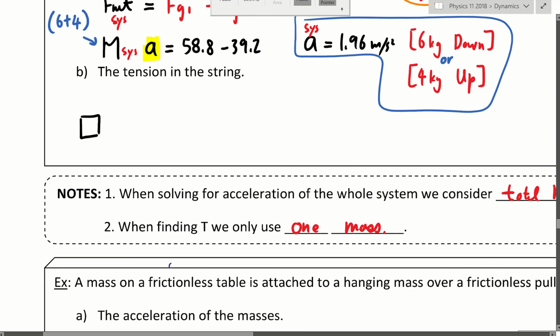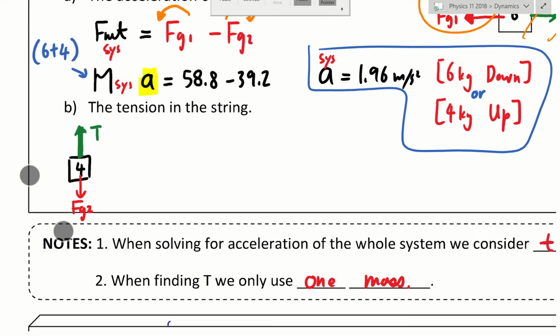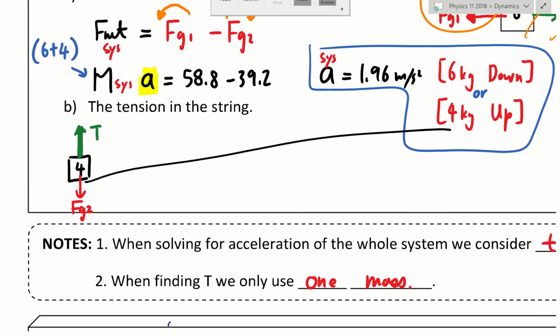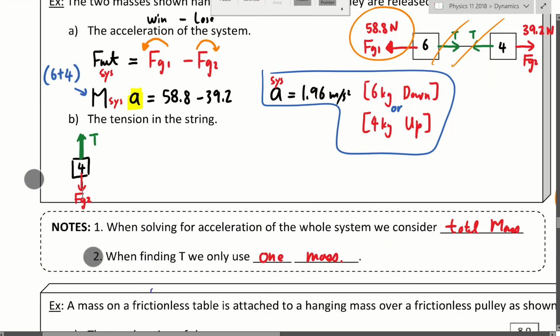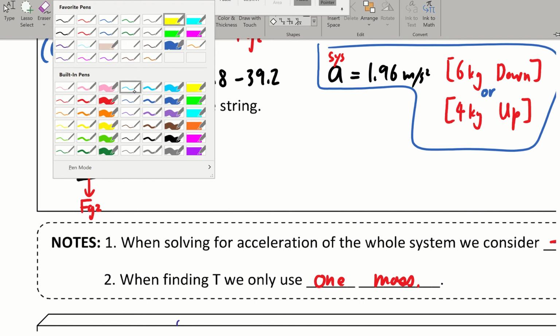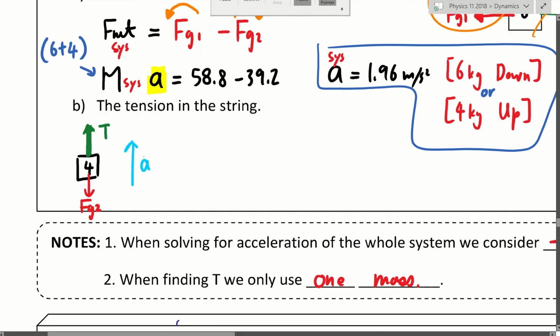So now you draw the 4 kilogram box. In the free body diagram, make sure you have gravity, Fg2, right here. And then we also have tension up here. Now ask yourself, which way does this box go? Well, looking right here, it goes up. Now draw the acceleration going up for yourself as a reminder: I'm your acceleration, 1.96, and I'm going up.